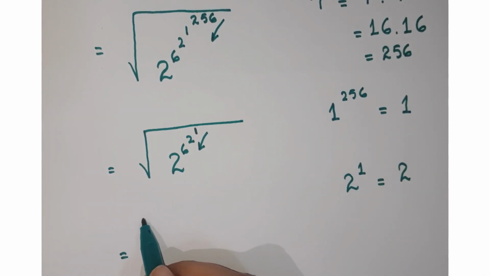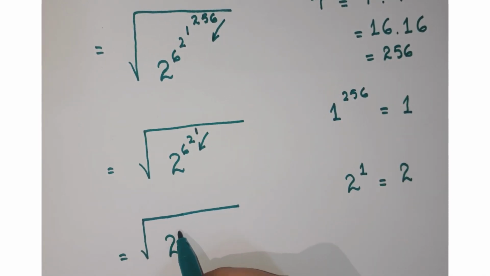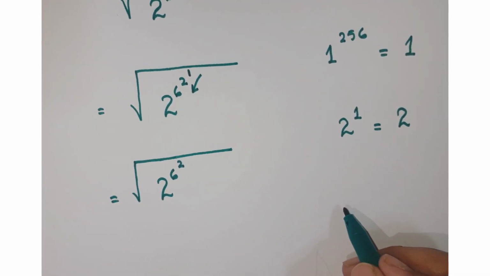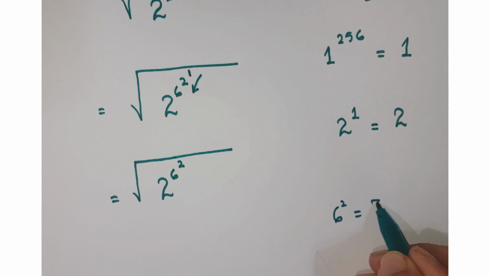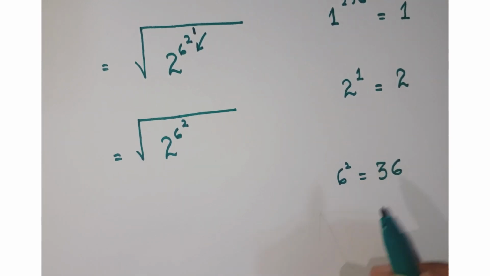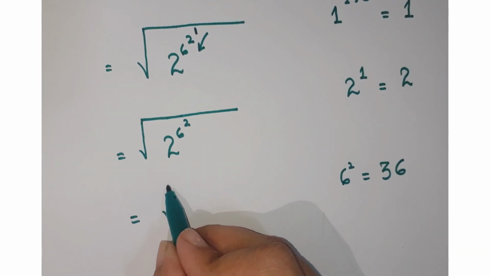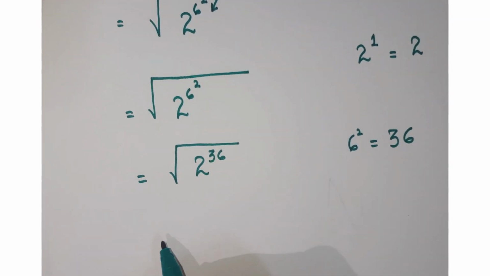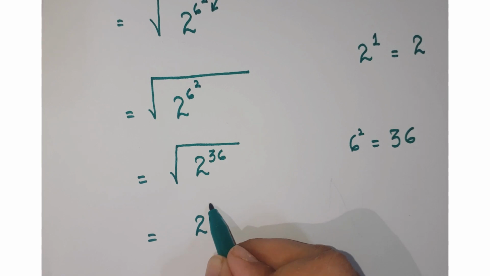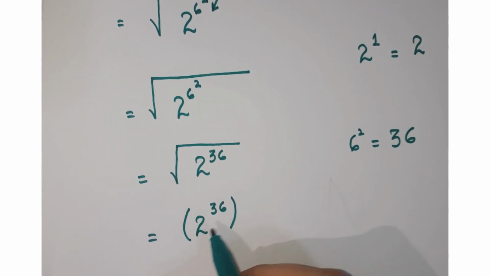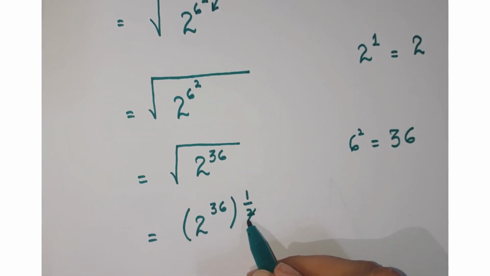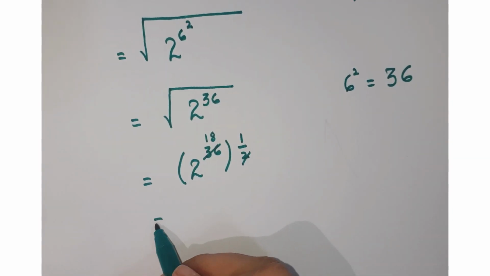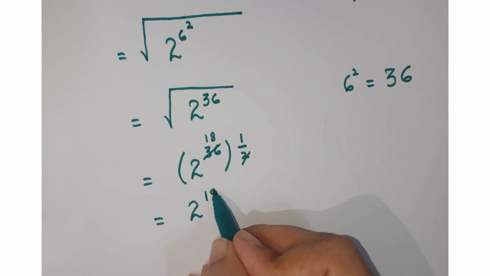So we have 2 to the power 6 to the power 2. Now 6 to the power 2 is equal to 36. So we have 2 to the power 36. Now this can be written as 2 to the power 36 whole to the power half. Now this 2 and this get cancelled, you get 18. So we have 2 to the power 18.